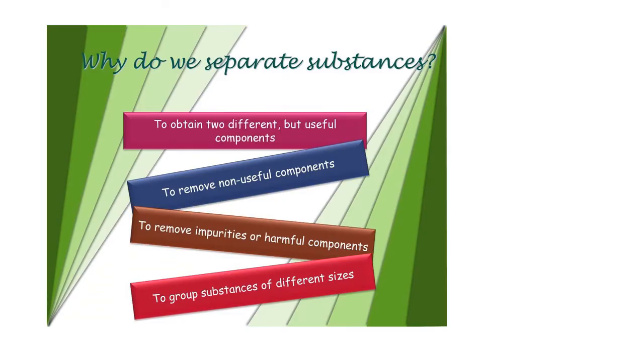Now we need to know why we need to separate things. Number one is to obtain two different but useful components, to remove non-useful components, to remove impurities or harmful components, or to group substances into different sizes. So if somebody asks you why it is important to separate substances, you need to know all these four points.